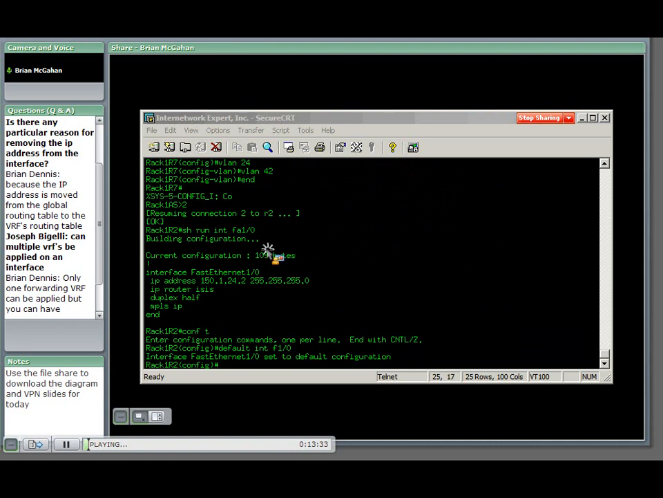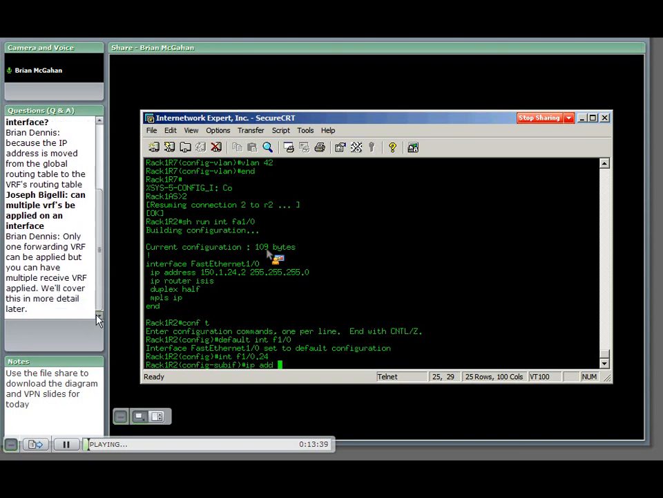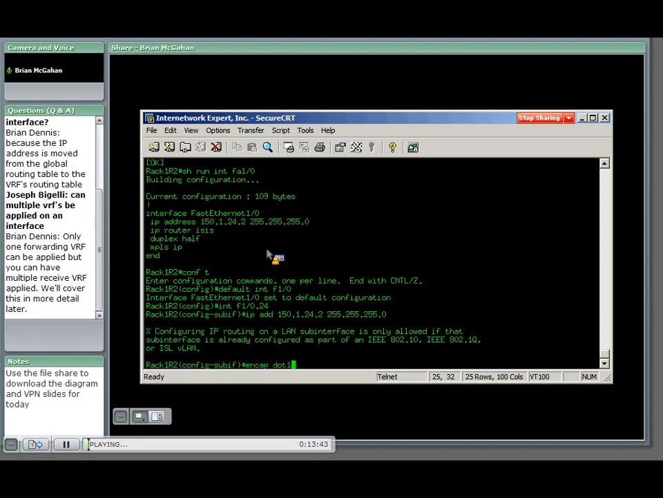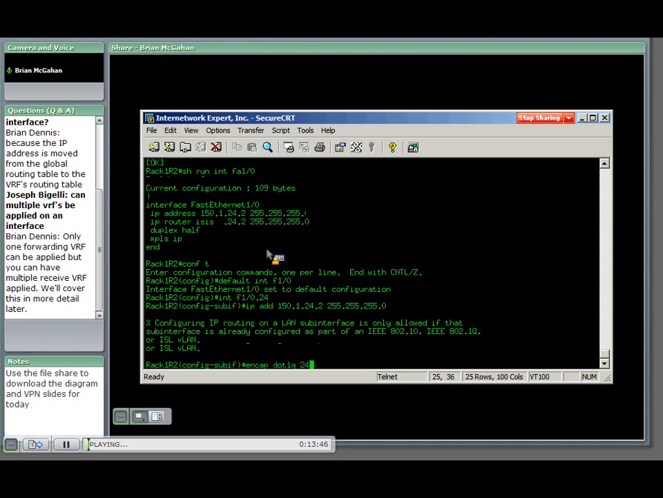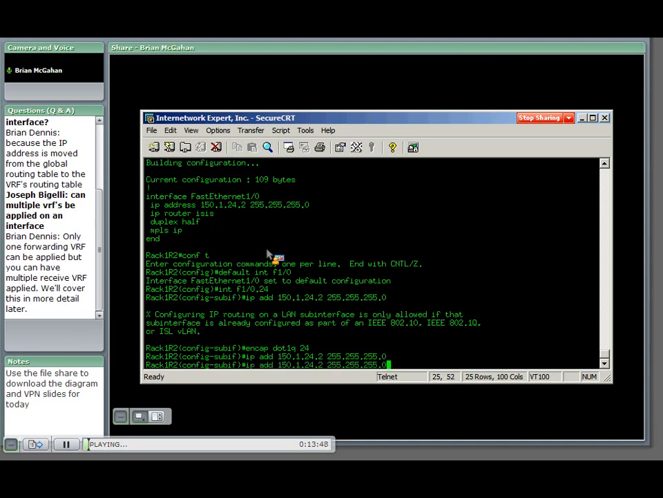Router 2 is going to have two different sub-interfaces here. We'll say Fast Ethernet 1/0.24 is going to be 150.1.24.2. We'll say encapsulation dot1q 24. And then sub-interface .42 will be the other subnet.